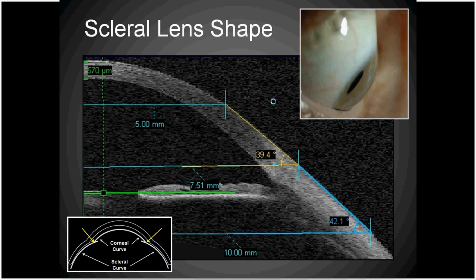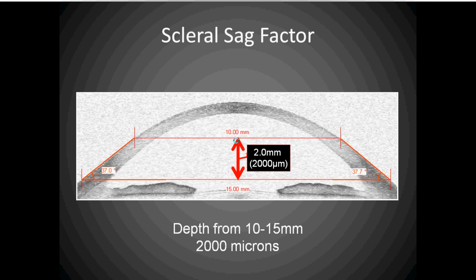We know that the cornea begins to form a straight line or tangent shape at approximately a 10 millimeter chord. That straight line or tangent shape runs past the cornea, through the limbus, and onto the sclera, and the average angle at the 10 to 15 millimeter chord is approximately 38 degrees. When that angle is approximately 38 degrees, the depth of the eye shows a 2000 micron, what's called scleral sag factor.